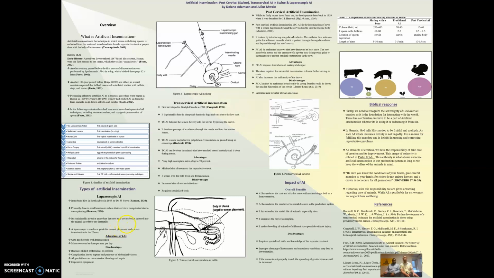And now we will touch on post-cervical artificial insemination in the sow. So what is post-cervical artificial insemination? This is insemination whereby semen is deposited beyond the cervix and directly into the uterine body of the animal. This is done in a variety of animals, but it's mostly done in sows or in pig production.